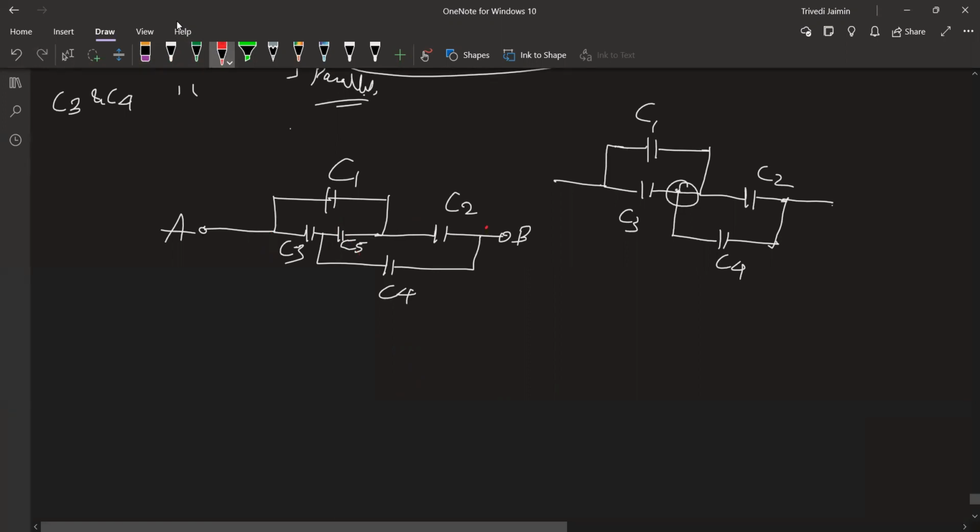But actually I used two values here, but these two junctions are same. So I can draw like this, this capacitor here. These two junctions are same. So these two parallel, then series.